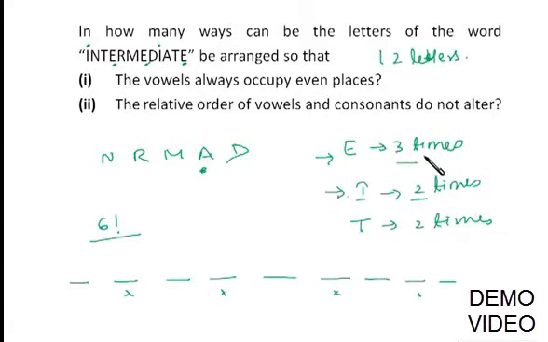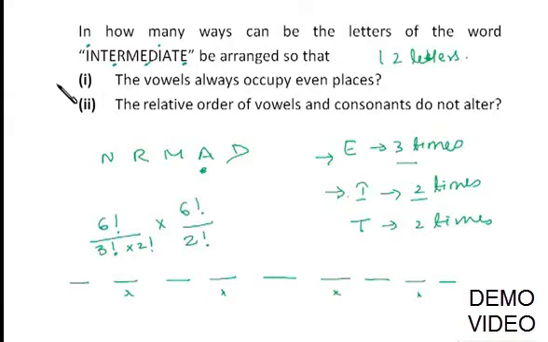Now E is repeated 3 times, so I would divide by 3 factorial, then I is repeated 2 times, so I would divide by 2 factorial. Now this is the arrangement of just the vowels. Now the remaining 6 letters, the consonants, can be arranged in 6 factorial ways, and further T is repeated 2 times, so I would divide by 2 factorial. So these are the total number of ways when all the vowels occupy even places. You can solve it and you'll get the answer.